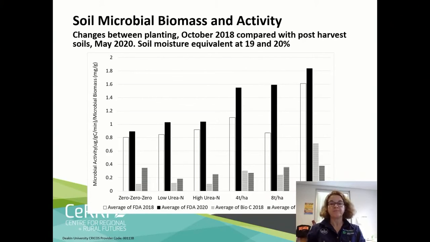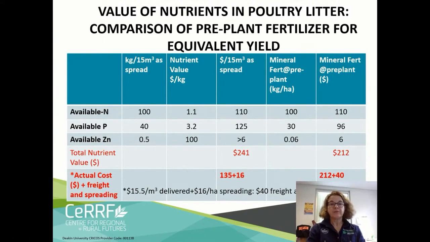Just to put some economics around it, when you look at this table, it compares the value of having to pay for nutrients in litter as compared with nutrients in mineral fertilizer, and you can see that it depends on spreading and freight costs, but at the current amount you're looking at probably about $100 cheaper to deliver the same amount of nutrients from chicken litter in this region compared with mineral fertilizer.